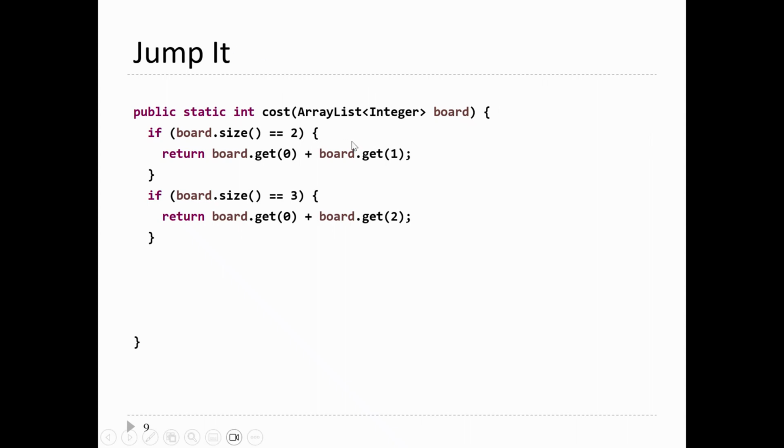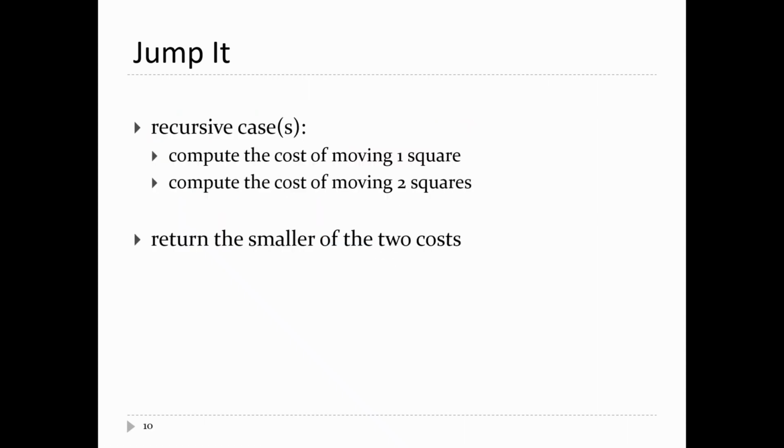All right, so typically in a recursive algorithm, your base cases are at the beginning of the method. Not always. It's possible to write a recursive method where the base cases are somewhere else, but often they go at the top. So if the size of the board is 2, I know what the cost is. It's just board.get(0) plus board.get(1). If the size of the board is 3, then it's just board.get(0) plus board.get(2). And there are your base cases.